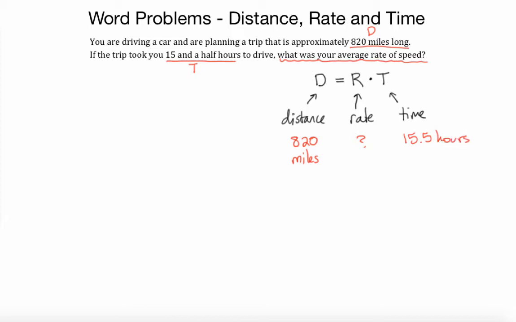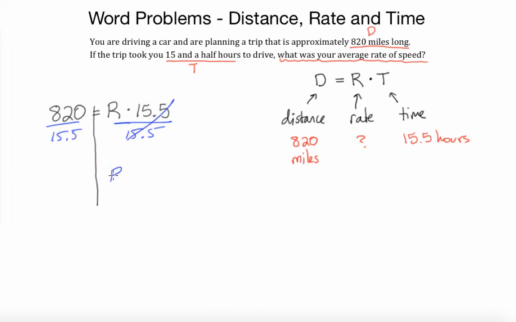All right, let's put this into an equation that we can solve. So we have 820. If I substitute that in for D, equals the rate, I don't know what that is, but I'm going to solve for it, and time I'm going to put in 15.5. You can see it's a pretty simple equation now. So to solve for R, I just need to divide both sides by 15.5. Those divide each other out.